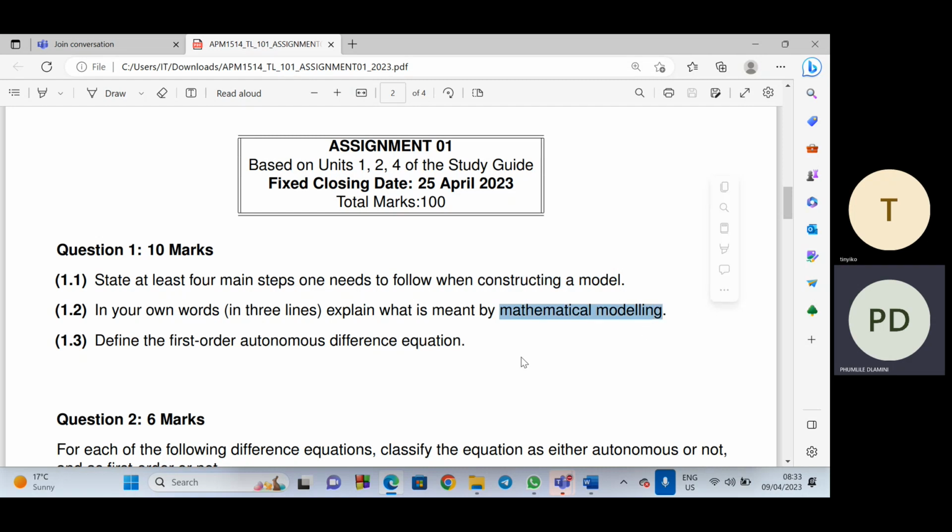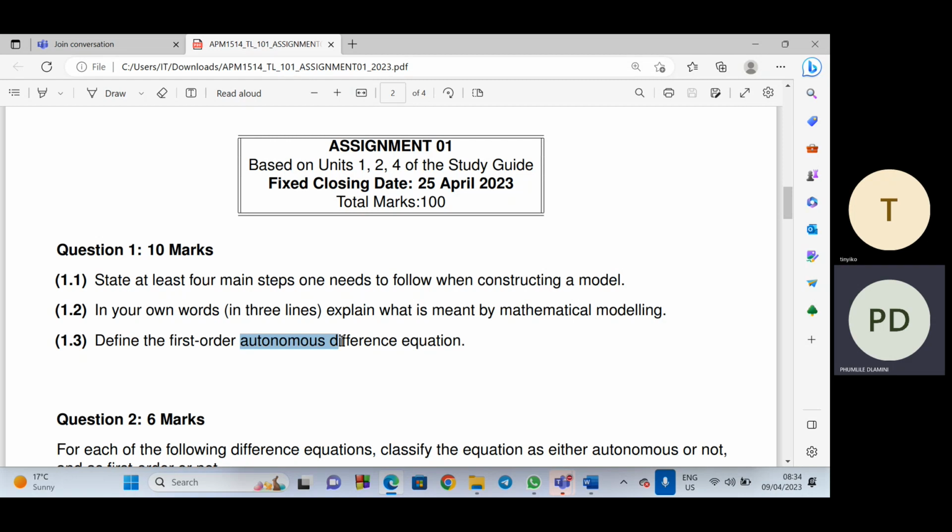What is mathematical modeling? I have already given you the formula: future value equals present plus change. So which means we are dealing with what? In mathematical modeling, we are predicting the future based on the present and the changes. So you define using the formula that I just gave you. Then define the first order autonomous differential equation.